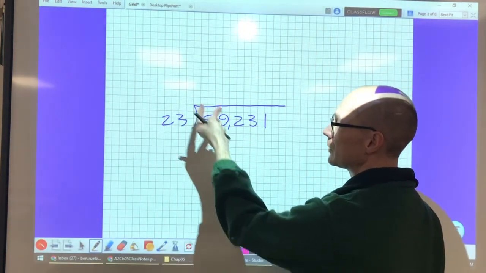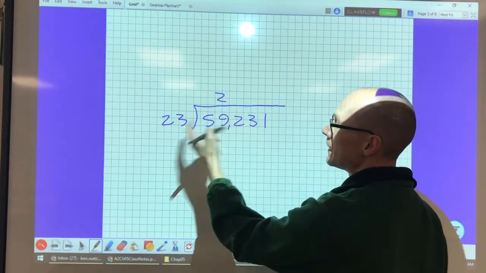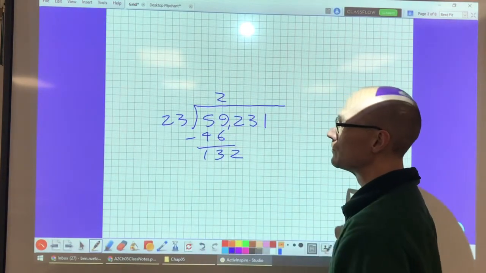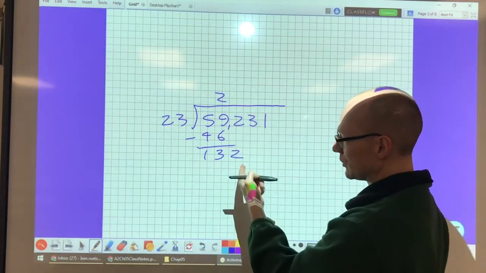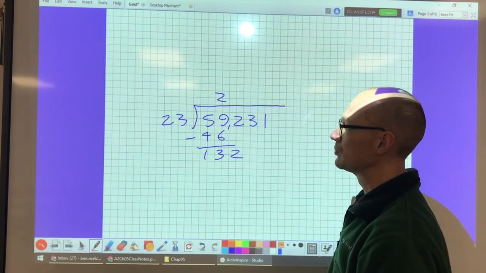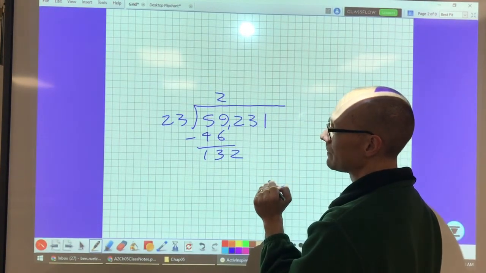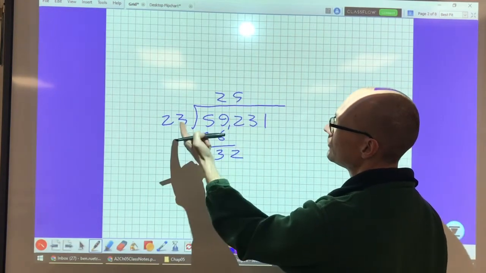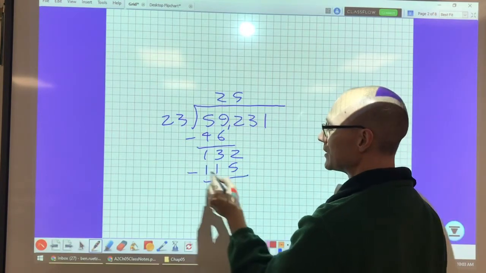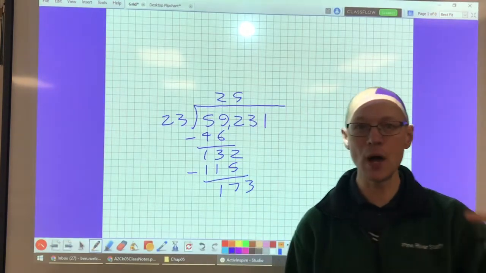times 23 goes into 59. And I think that's probably twice. That would be a 46. Subtract, that's a 13, and then I bring down the 2. And then I say, well, what times 23 gets me close to 132? And that's probably a 4, maybe a 5. 5 would be 115. And I subtract these. That's going to be a 17, 173, and I continue on going down.